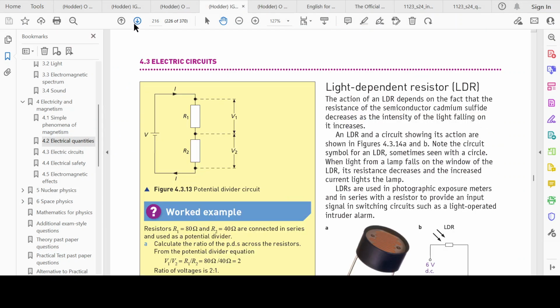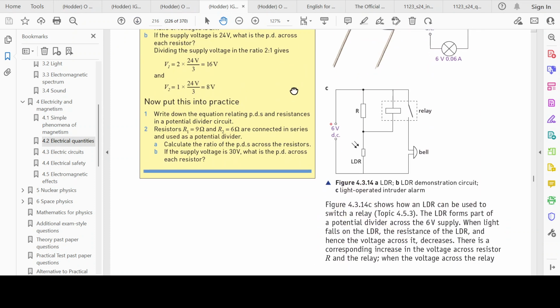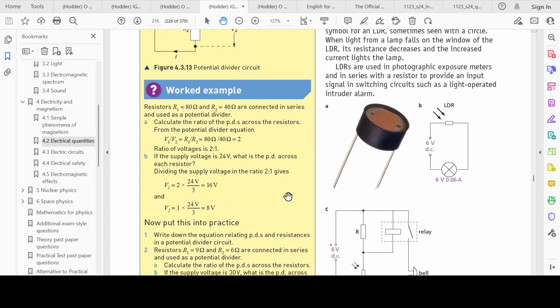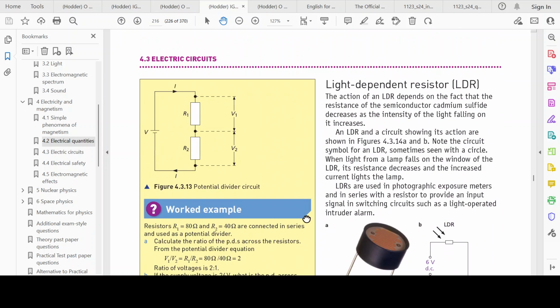So if that's clear, I did say we'll do numericals. I think we'll do a few the next time. With all of this covered, now we're just going to talk about some different electrical components and how they're used. So we've got light dependent resistors.